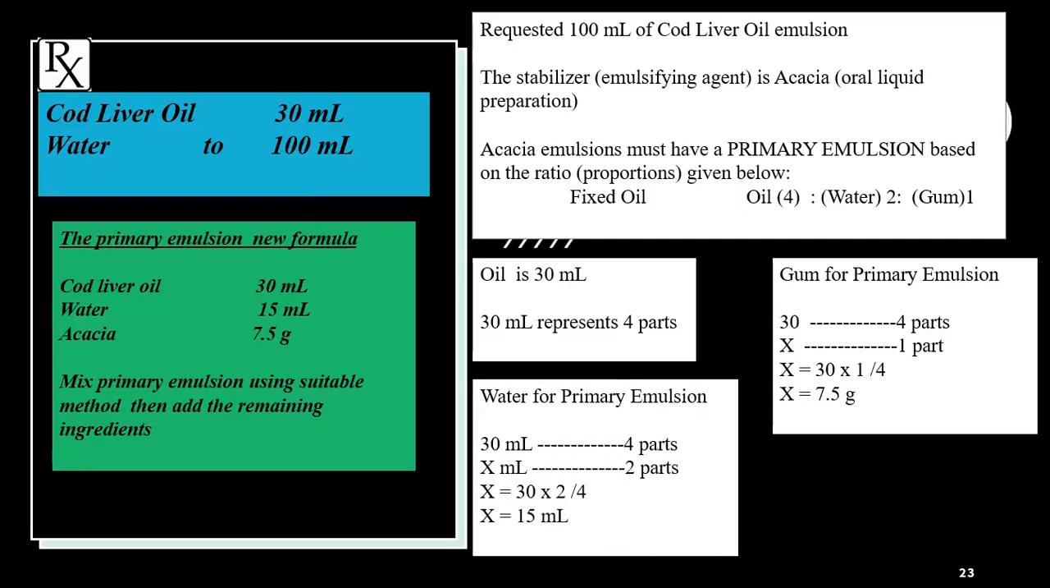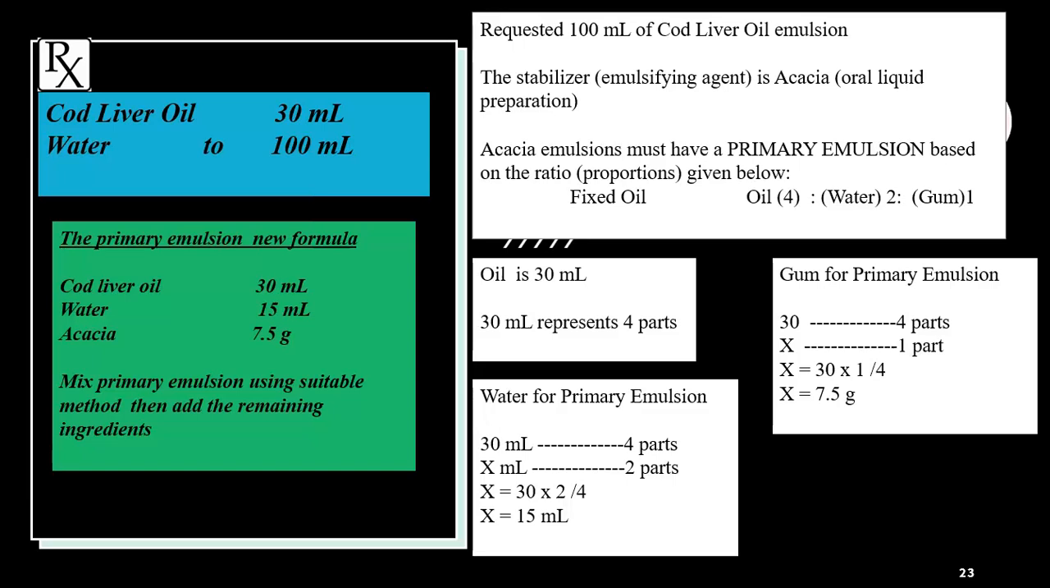So 30 milliliter is to 4 parts. So how much is to 2 parts? 15 milliliter. And as you can see, it's half. The water is half the oil, right? And the gum is quarter of the oil. So you can look at these things and see if you have the correct answer.